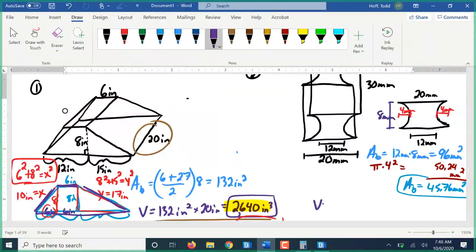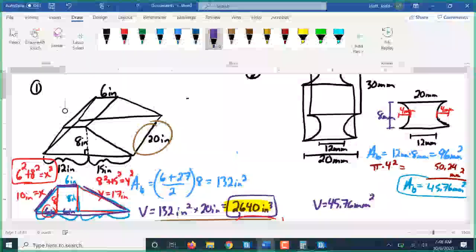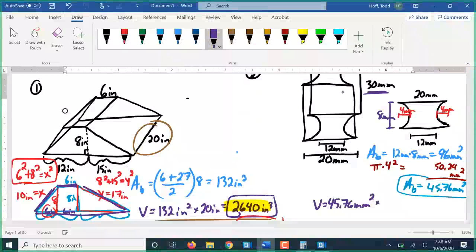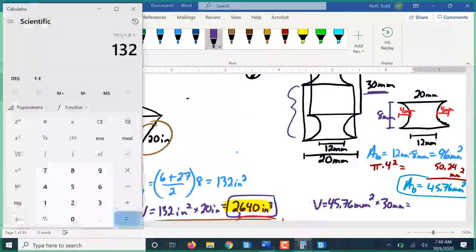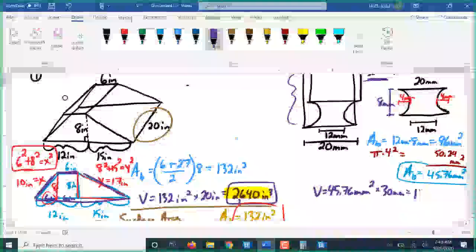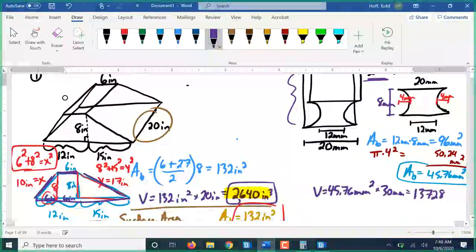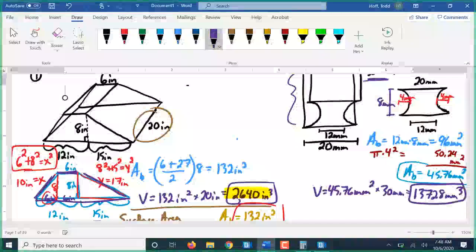So for volume, it's the area of that base, 45.76 millimeters squared, times our height, which is the 30 millimeters. That's the distance between bases. Giving us 1,372.8 millimeters cubed is volume.